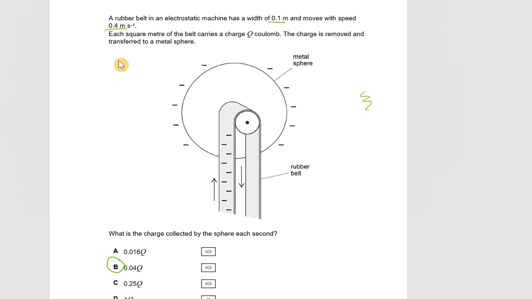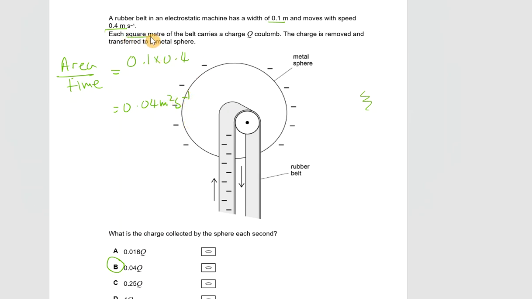So the first thing I'm going to do is find out how much area of the belt moves each second. So the area per unit of time. Well, the area per second is going to be the width multiplied by the length per second that goes through. So it's going to be 0.1 multiplied by 0.4, and that's going to give me 0.04 meters squared per second.